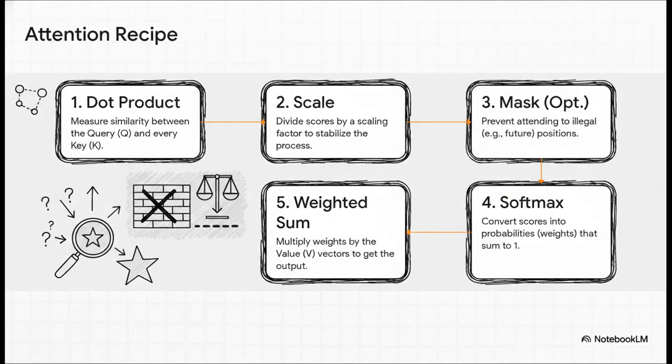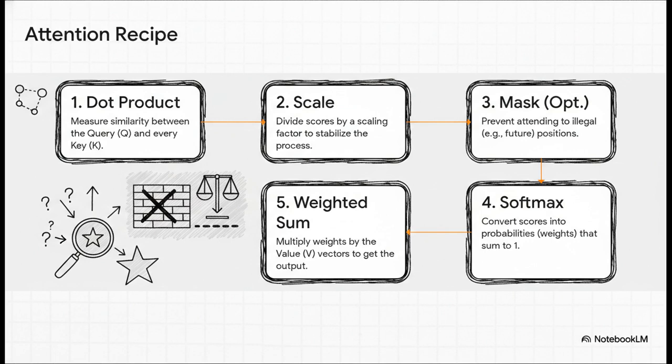So here's the recipe. Step 1. Dot product. This is just a fancy math term for measuring similarity. The model takes our query vector, our question, and compares it to every single key vector in the sentence. A high score means they're a good match. Step 2. Scale. This is basically just a bit of housekeeping. We divide all those scores by a number to keep our math stable. Simple. Step 3. Mask. Now this is an optional but really clever trick. Sometimes you want to stop the model from cheating by looking ahead at words it shouldn't be able to see yet. That's what masking does.